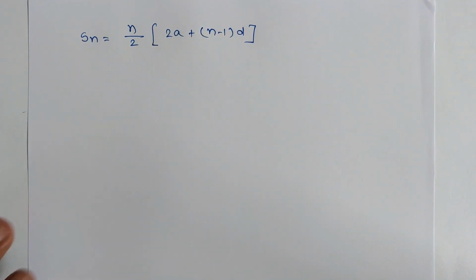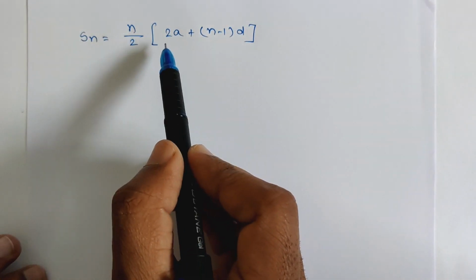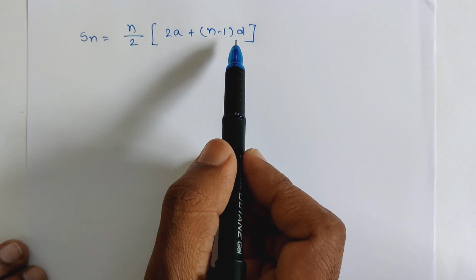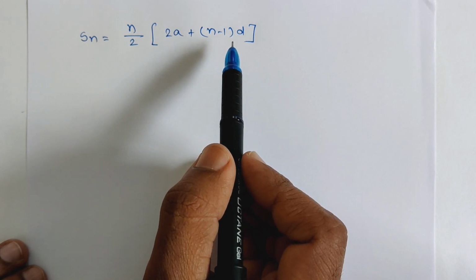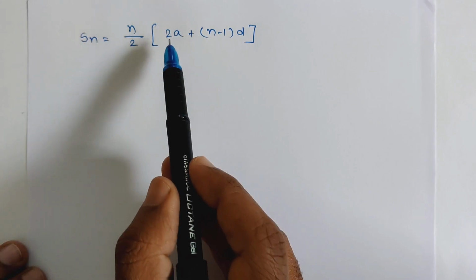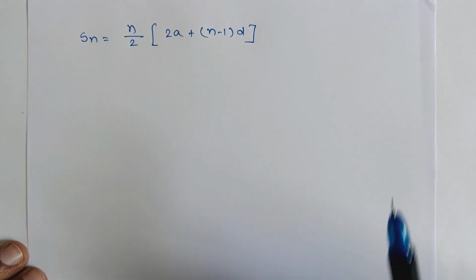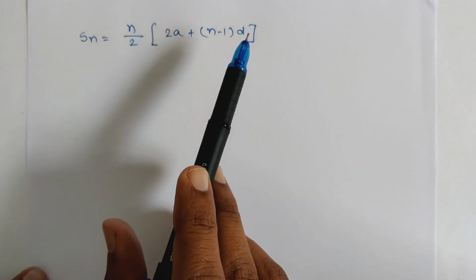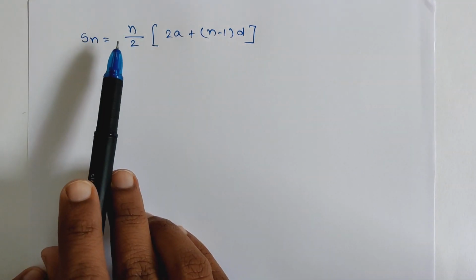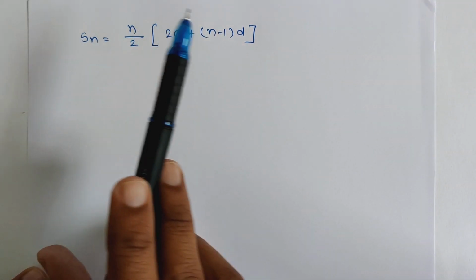There is another formula by which we can find the sum of first n terms in an arithmetic progression. As we know, this is the formula, Sn is equal to n by 2 into bracket 2a plus n minus 1 into d, by which we can find the sum of first n terms in an AP. Here a is the first term and d is the common difference. So in any problem, if the common difference and the first term are given, by using this formula we can find the sum of first n terms.